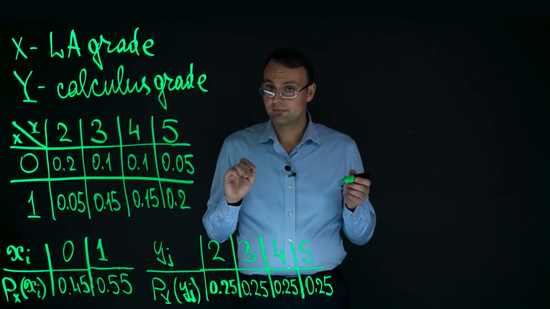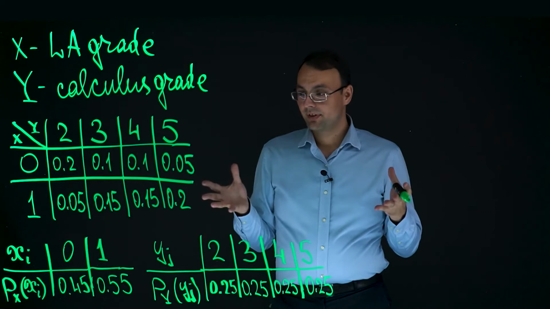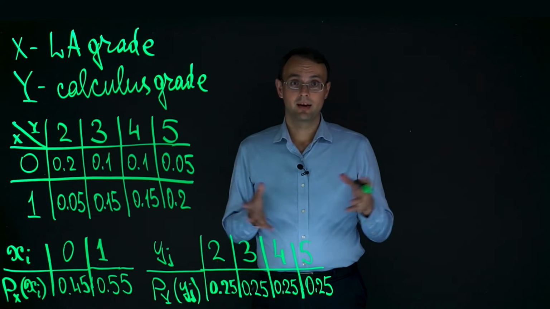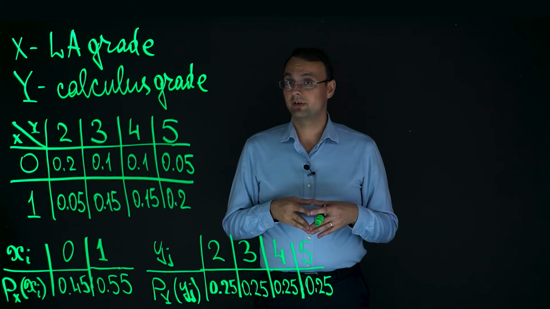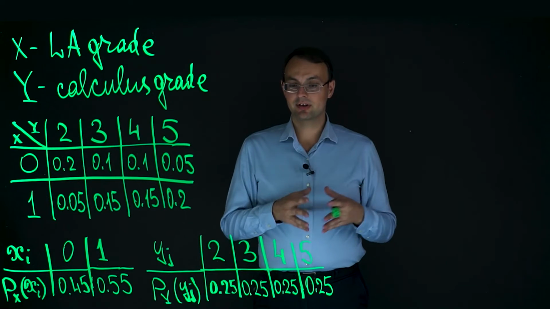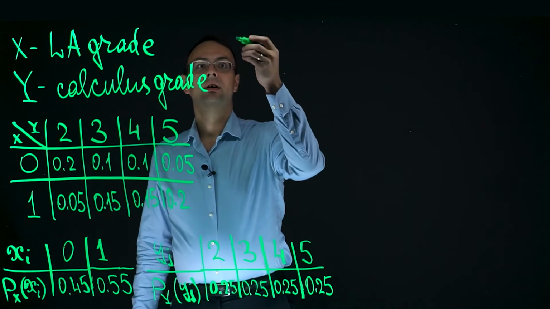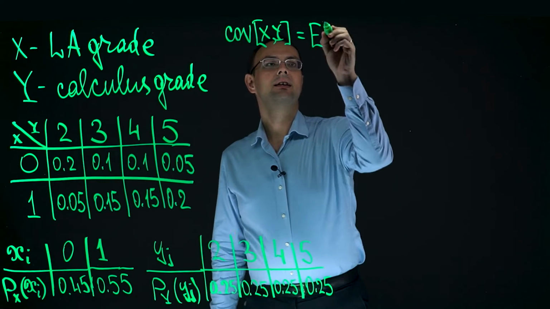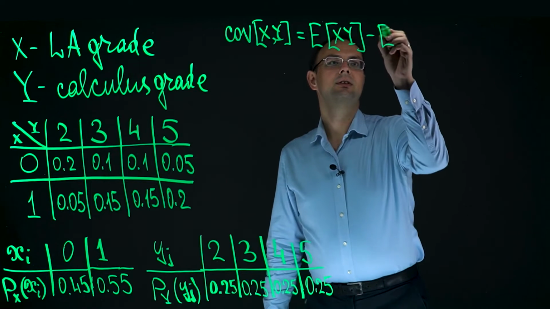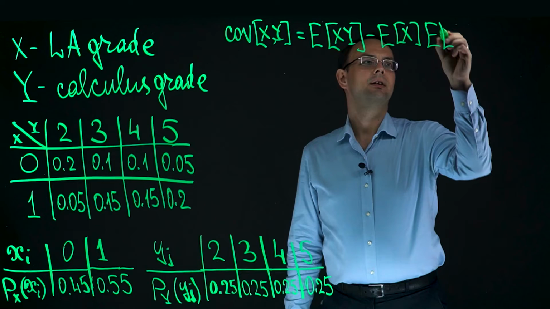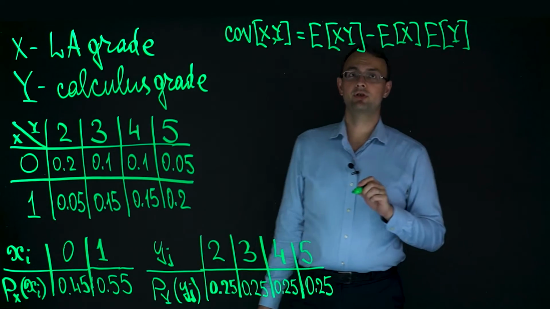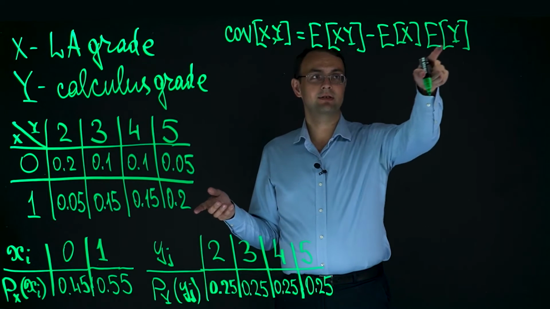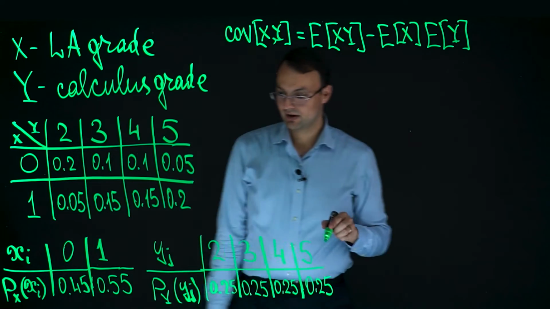Now, what about correlation? The first question that is usually asked is: are these two variables correlated or not? To answer this question, we are to find their covariance and check whether it is equal to 0 or not. The formula for covariance is that covariance of x and y is E of xy minus E of x times E of y. As you remember, we usually use not the definition of covariance, but this formula to find it. So, we will need E of x, E of y, and E of the product, E of xy.